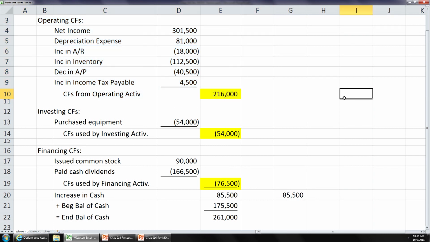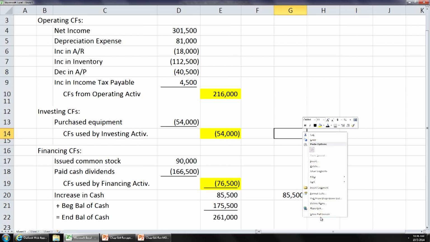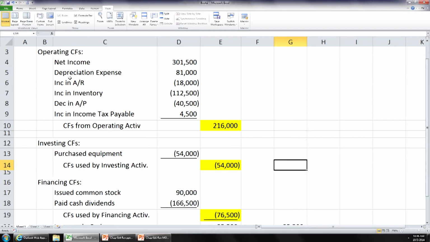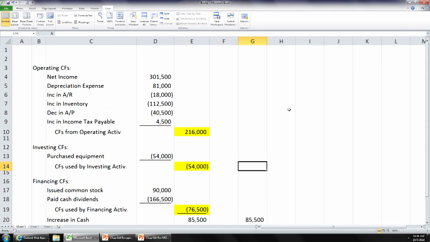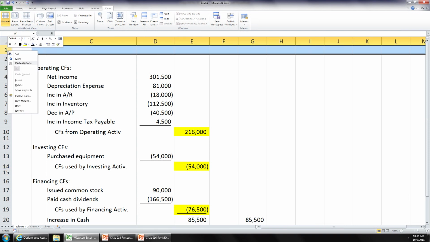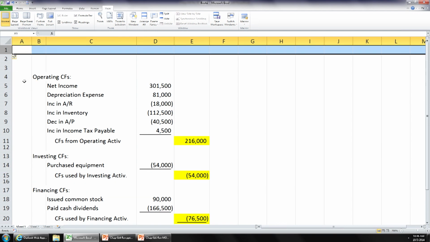So what you're looking at, folks, well, first of all, any questions? Any questions? All right. What you're looking at is almost a full cash flow statement, but it's not quite. Why is that? There's no header. I'm not done. There's no title that you need to put on it. You need a header to title this thing up, okay?